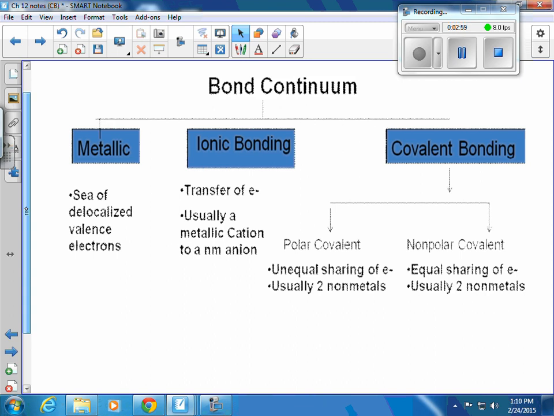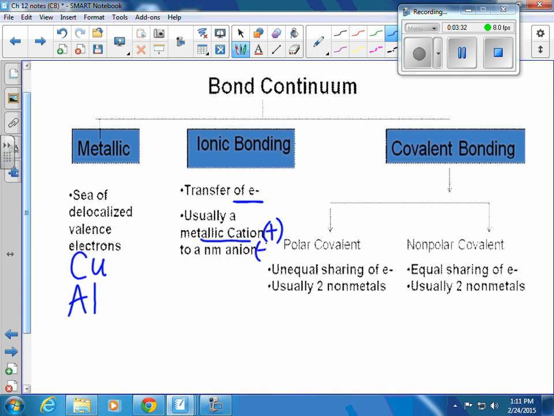First we just have this bond continuum to help you understand the different types of bonds. We're going to talk more about these in class. Metallic is a sea of delocalized valence electrons, so we're talking about something like copper, aluminum, iron, any of those metals that you know. Then we have ionic bonding, which is a transfer of electrons, and that's what you were doing in homeworks 1, 2, and 3. We talked a lot about how it's usually a metallic cation, which gave you the positive charge, to a non-metal anion that gave you the negative charge.